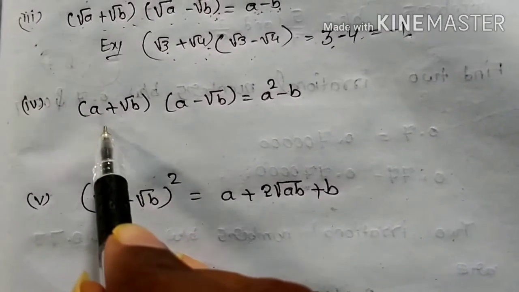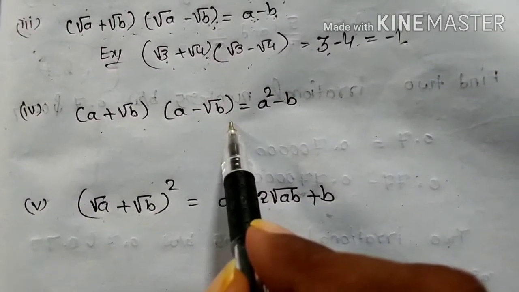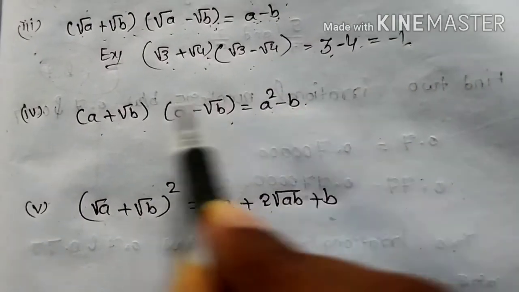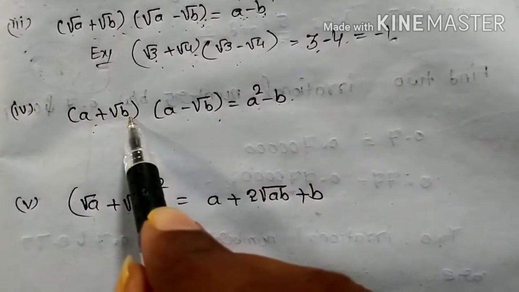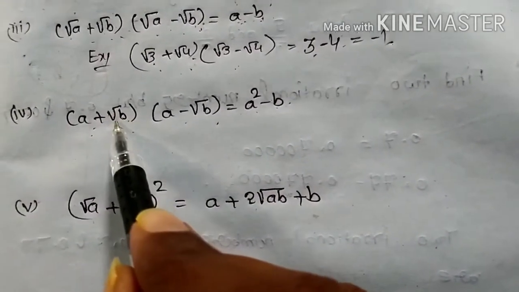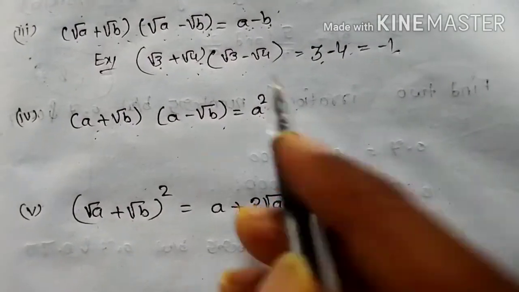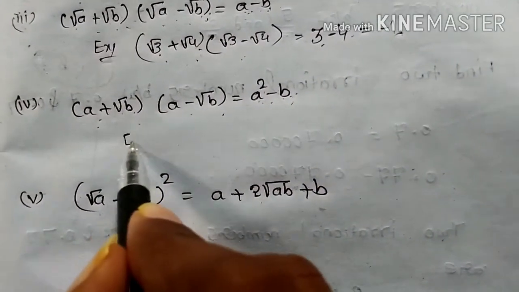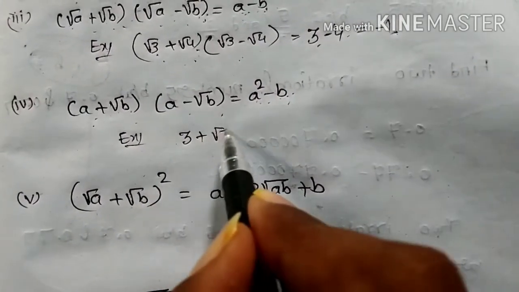See here one more formula: A plus root B into A minus root B. Similar to the formula A plus B into A minus B, you know that it is A square minus B square. But here A does not have a square root symbol, while B has a square root symbol. For B, the square root will be cancelled, so you are getting A square minus B.